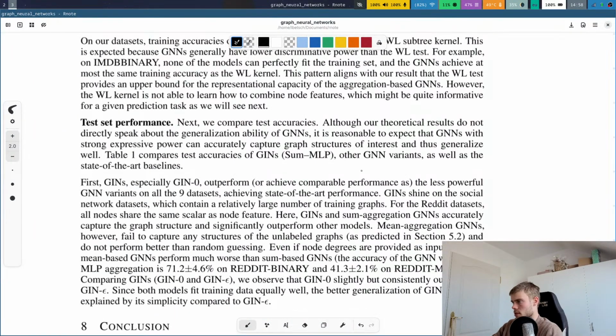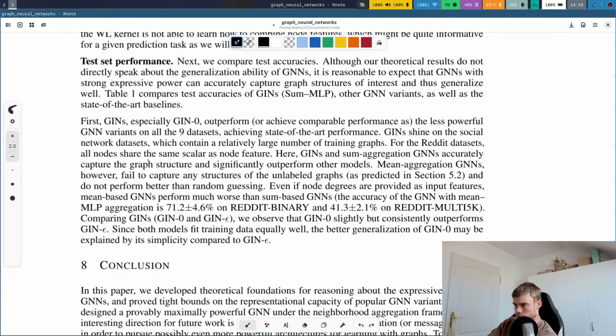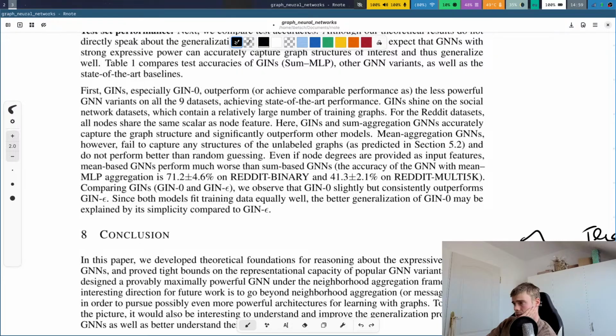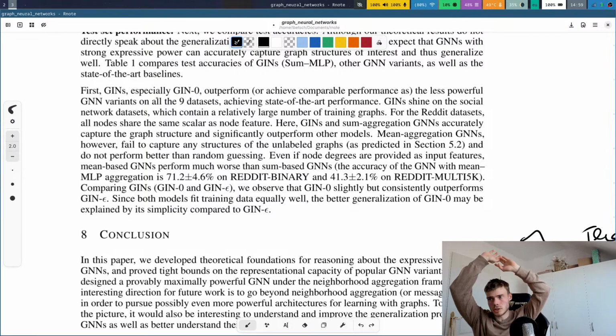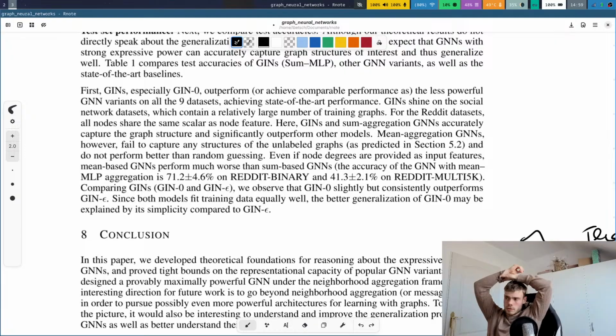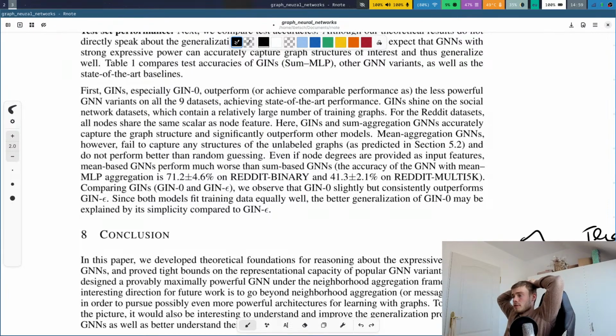Okay, test set performance with strong expressive power. Table 1 compares test accuracies of GINs, other GNN variants, as well as the state-of-the-art baselines. First, GINs, especially GIN-0, outperform or achieve comparable performance as the less powerful GNN variants on all 9 datasets, achieving state-of-the-art performance. GINs shine on the social network datasets, which contain a relatively large number of training graphs. For the Reddit datasets, all nodes share the same scalar as node features. Here, GINs and some aggregation GNNs accurately capture the graph structure and significantly outperform other models.